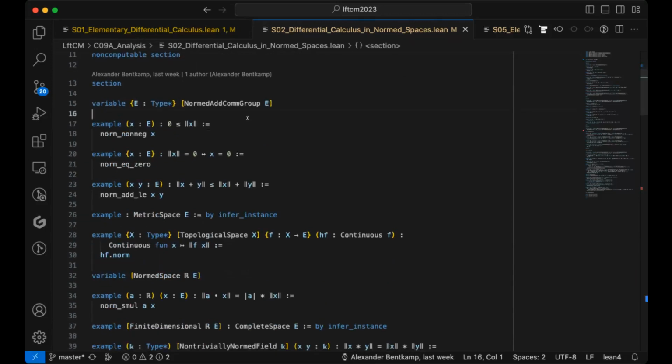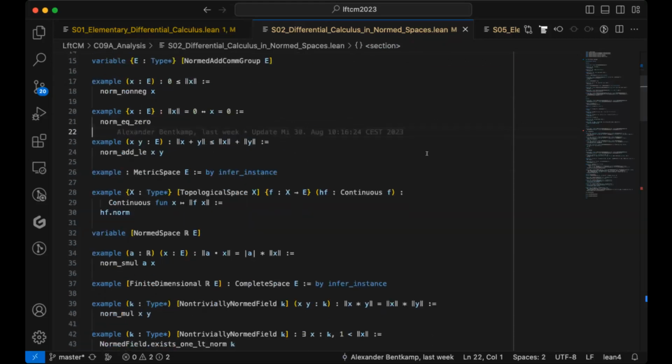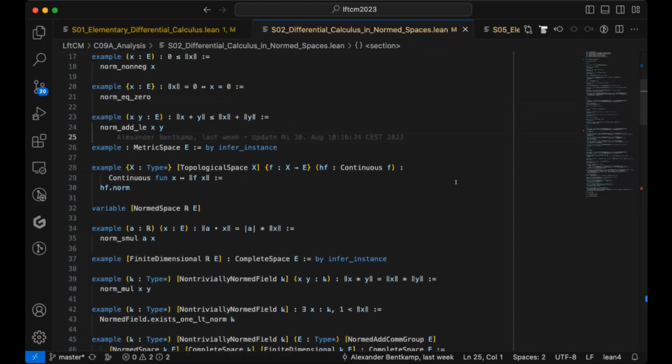So, I'll quickly scan through. Some of you have seen this stuff already. Mathlib knows about normed groups. In this case, this is a normed group in additive notation that's commutative. So, this line 15 here is just saying, let E be a NormedAddCommGroup. It therefore makes sense to talk about the norm of x as we do here in line 17. Norm has the properties that you expect. It's non-negative. It vanishes if and only if the vector is 0. It's sub-additive, as it should be for the triangle inequality.